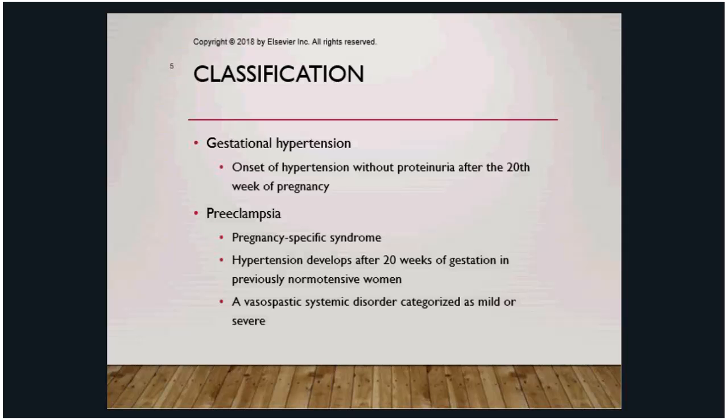So gestational hypertension classifications is the onset of hypertension without proteinuria after the 20th week of pregnancy. So after the patient reaches 20 weeks of pregnancy, she has hypertension but does not have protein in her urine. Preeclampsia is a pregnancy-specific syndrome, so hypertension that develops after 20 weeks in previously normotensive women, so previous women with no problems with hypertension. It's a vasospastic system disorder characterized as mild to severe.